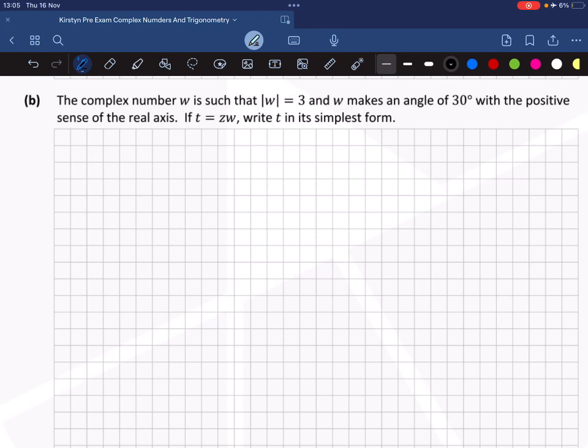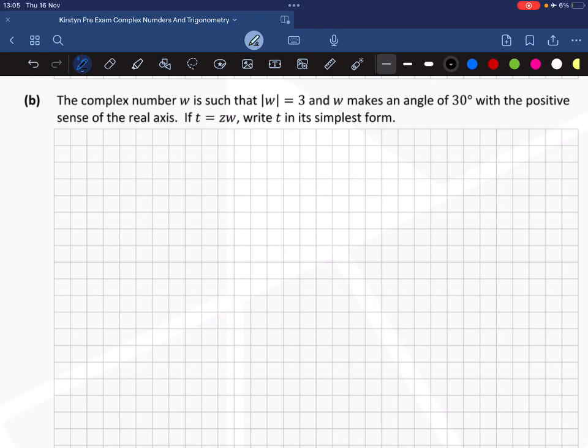Now, the last question, there's a couple of ways to solve it. One is using a graph, and the other one's going to be just using math, so that's the one I'm going to do. So it says the complex number w is such that the modulus is equal to 3, and w makes an angle of 30 degrees with the positive sense of the real axis. If t is equal to z times w, write t in its simplest form.